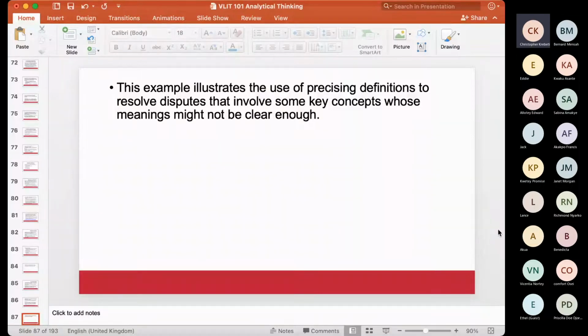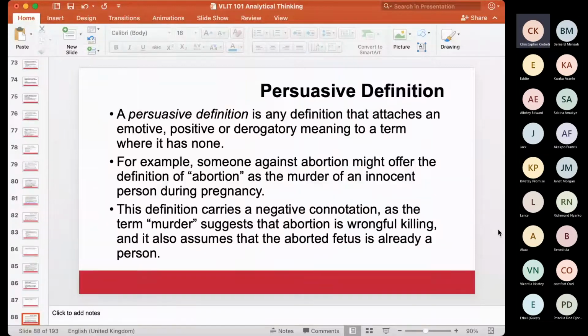Mostly it is to resolve what? Dispute. I wouldn't want to venture more into dispute, but you can read from your textbook and find more about disputes, the types of disputes that are there. So the purpose is to resolve disputes that involve some key concept whose meaning might not be clear enough. That is why we use what?